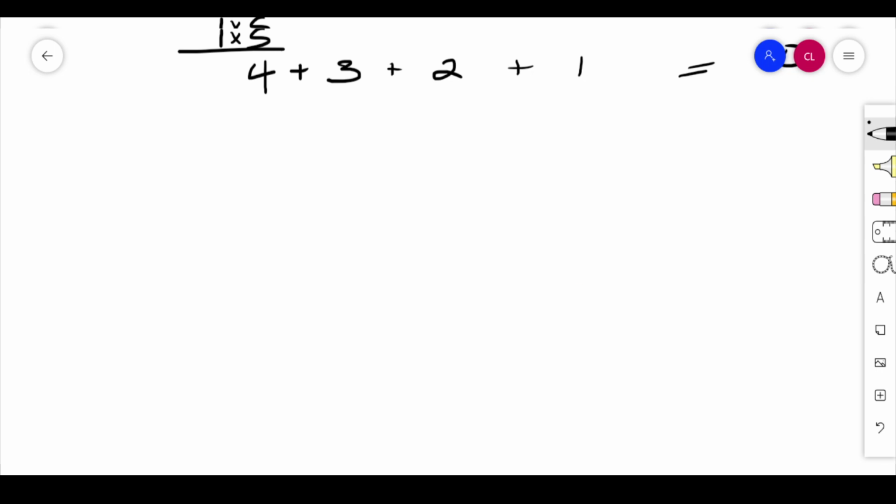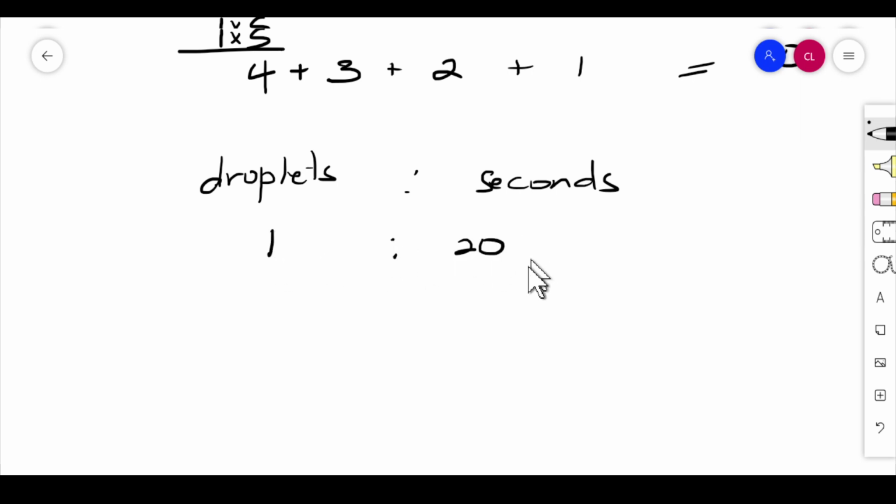Now this one is a ratio type item, in that on one side we have droplets, and on the other side we have time in some amount of seconds. So it says 1 droplet to every 20 seconds.